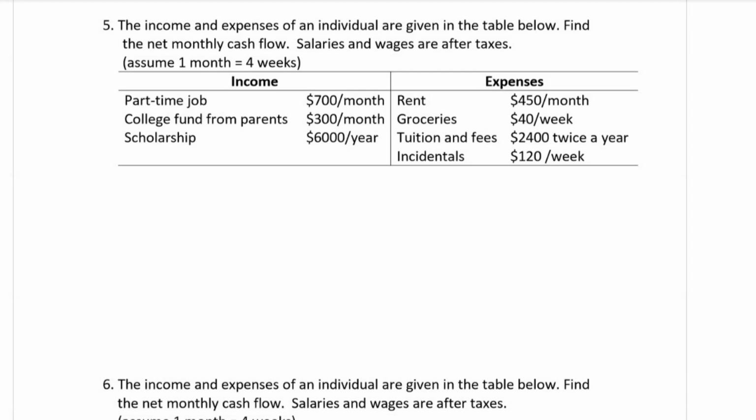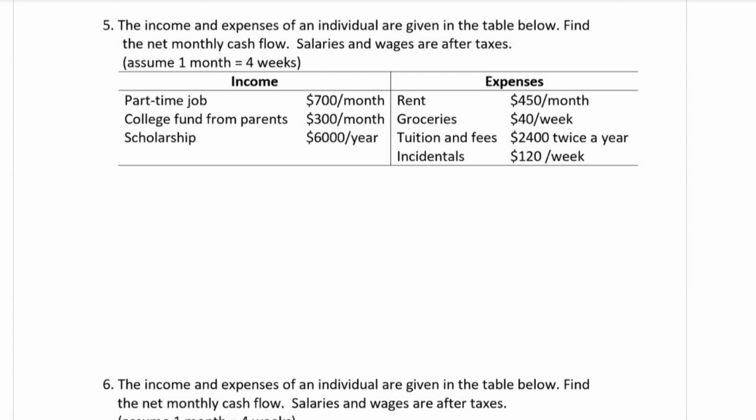So we have two parts to a budget. We have money coming in, our income, and money going out, our expenses. Some of the information that we have is given to us as monthly expenses or income, and some of the numbers that we're given are given on a yearly basis or maybe on a weekly basis, and we need to change all of this to be monthly.